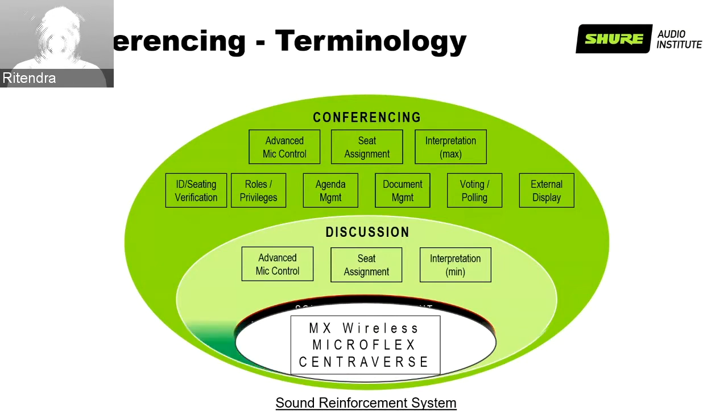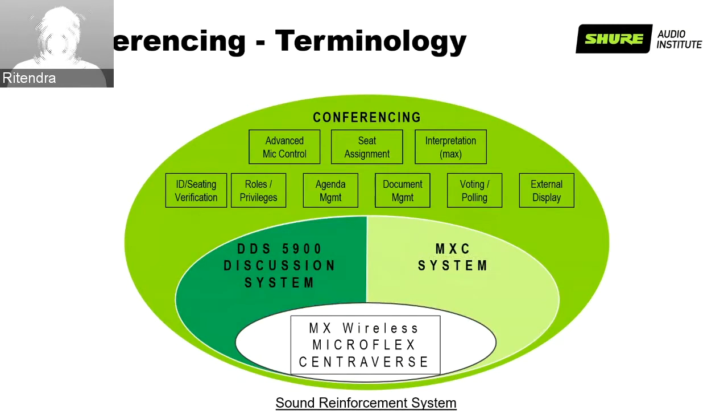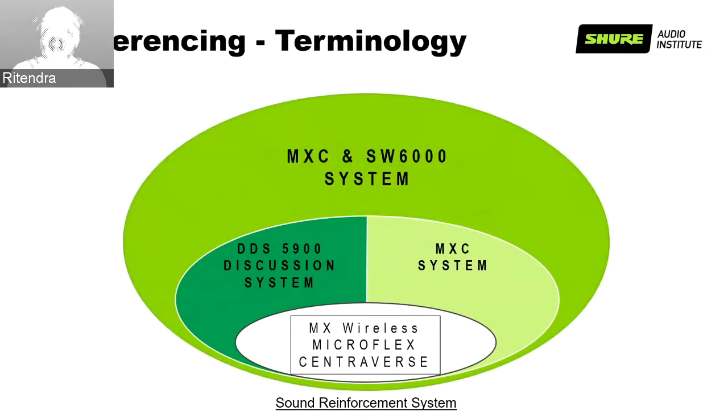When we talk about discussion system, we can offer our DDS 5900 discussion system or MXC system as an entry level, right? But when we go to the conferencing solution, here we offer the MXC system plus the Software 6000. The Software 6000 is going to add the additional features you need to have the structured meeting. And we will talk about Software 6000 later, right?